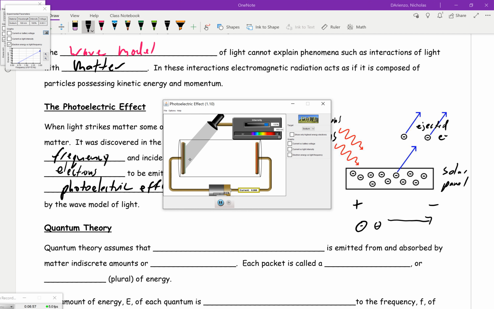We don't have a current. We don't see anything moving in this little chamber here. Nothing's going on, no matter how we change the intensity of that light. And that's because the frequency of the light here has to be above a certain minimal value, depending on the metal it's interacting with, in order to cause electrons to be ejected.